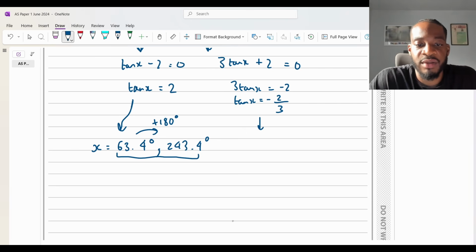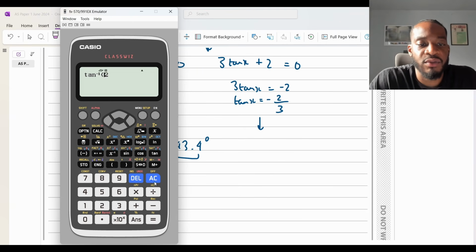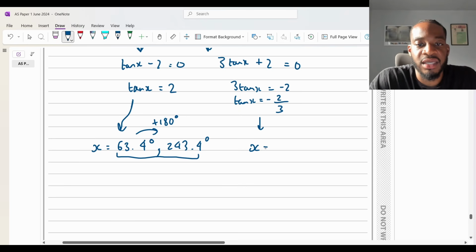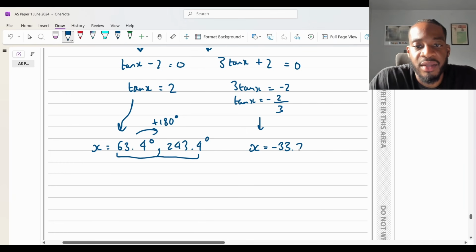And then now we're going to do this one. So we're going to get it again. We're going to change that to a minus 2 over 3, aren't we? So minus 2 divided by 3. This is equal to minus 33.69. So I'm going to do it here. X is going to equal, let me just double check. I've written it correctly. Yeah, that's fine. Minus 33.7. Now, what we're going to do is we're going to add on 180.